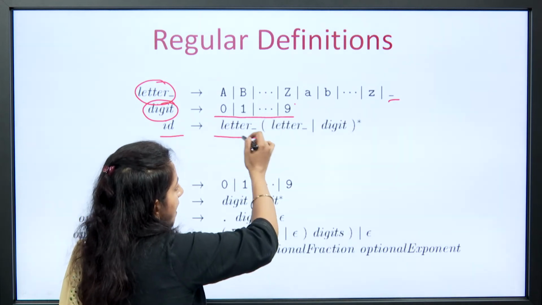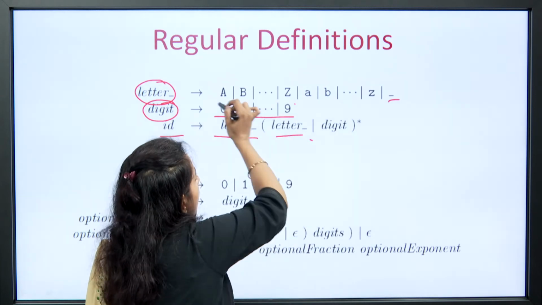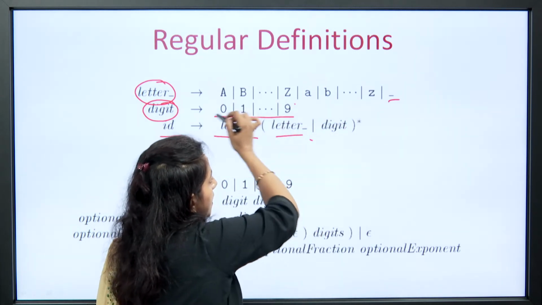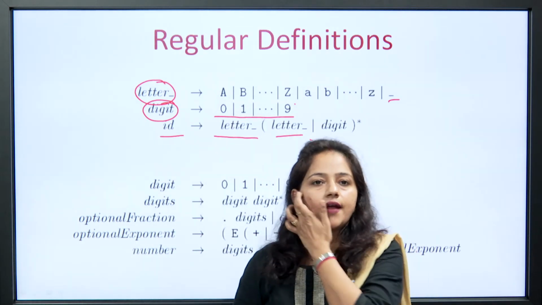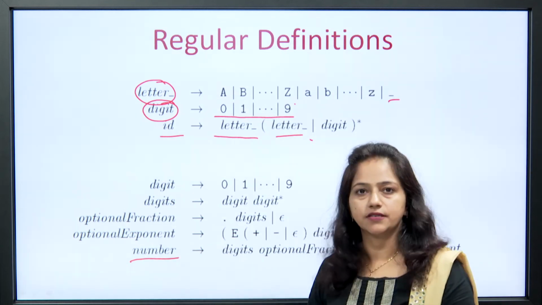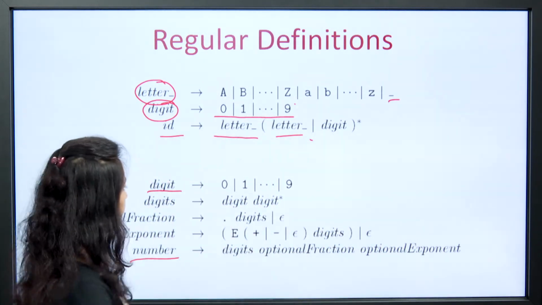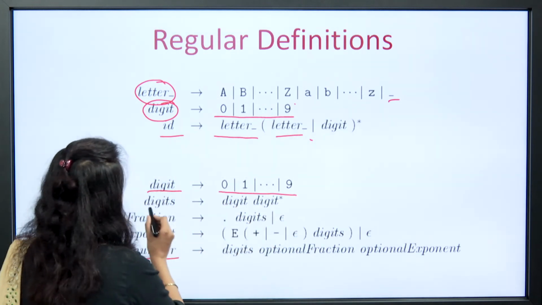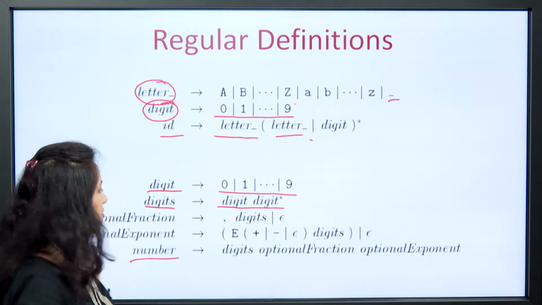Here we have letter underscore followed by letter underscore or digit, meaning any combination from here or any combination from 0 to 9. Similarly, we can write the regular definition for number using the same construct. For example, digit means 0 to 9. Digits means digit followed by 0 or more instances of digit.